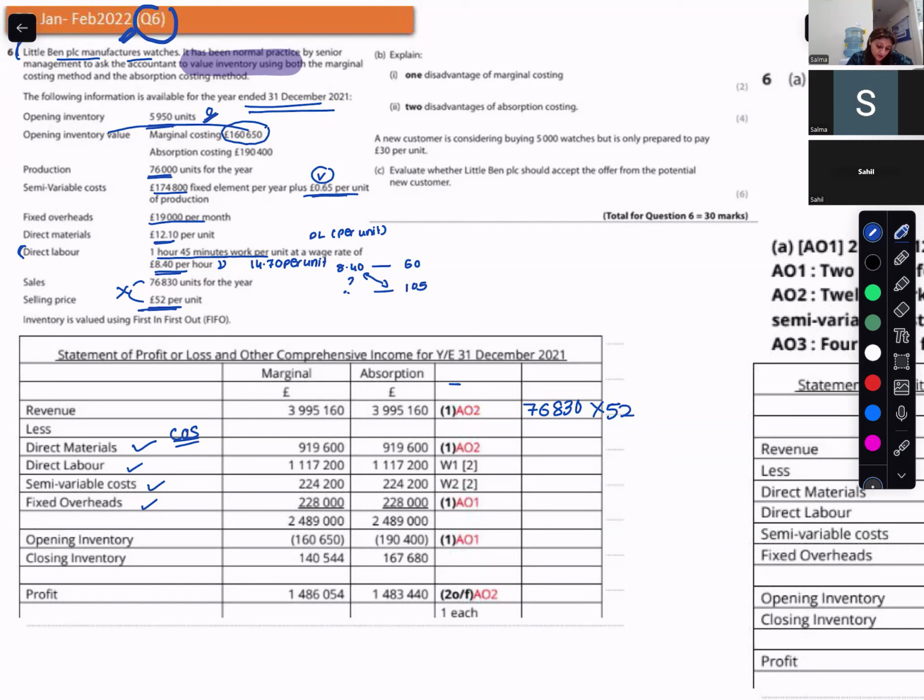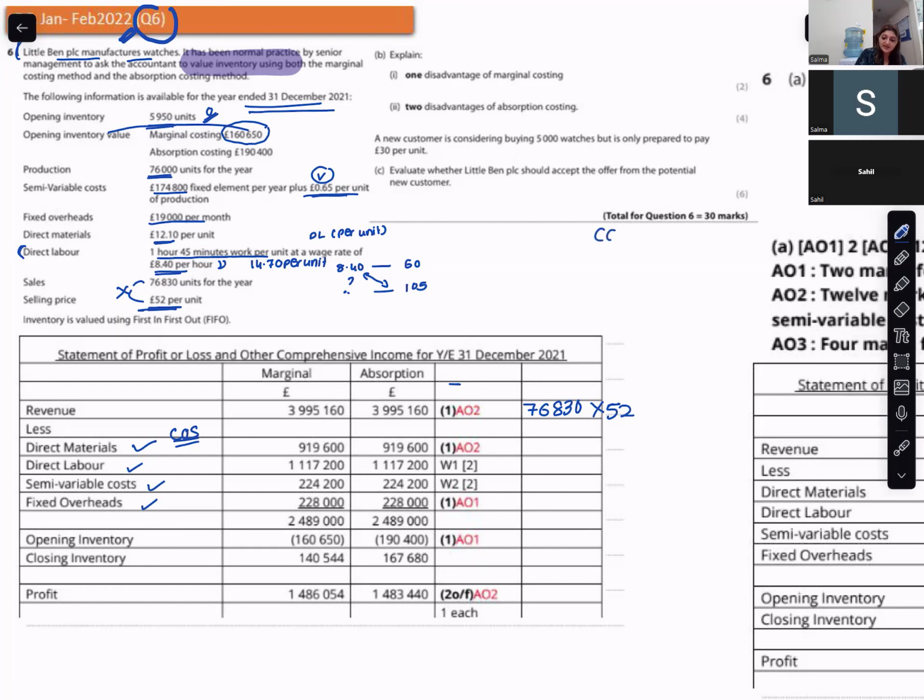Direct material costs. What is the direct material cost? Direct material cost is 12.1 per unit into 76,830. Why 76,830? Because that's the amount of sales they have had. What have you produced?